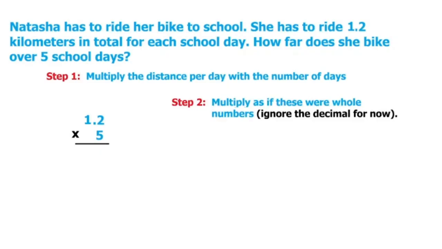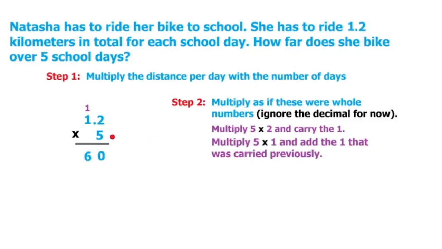So step 2, multiply as if these were whole numbers. You can ignore the decimal for now, okay? So we multiply 5 times 2, which is 10. So we put the 0 here and we carry the 1, okay? Then we multiply 5 times 1 and add the 1 that was carried previously. So 5 times 1 is 5 plus 1 is 6. So now we have to worry about the decimal.